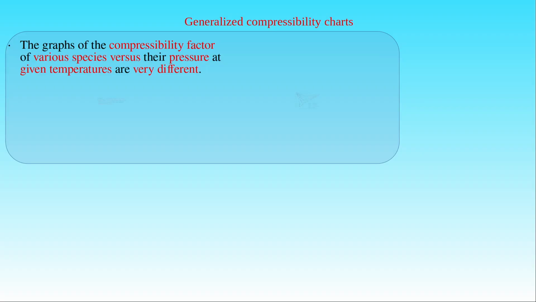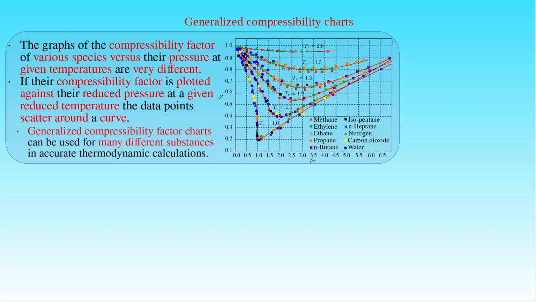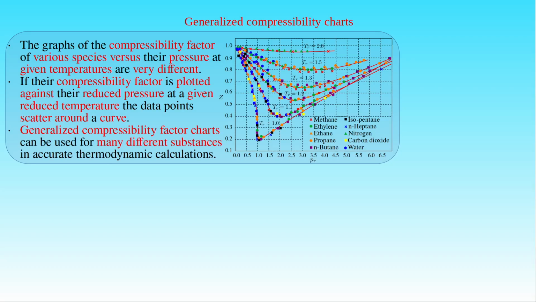However, if the compressibility factor of different substances is plotted against their reduced pressure at a given reduced temperature, then the data points are scattered around the same curve in the Z versus PR diagram, as seen in the figure. The measured values of the compressibility factor versus the reduced pressure are plotted for 8 different substances from methane to water at reduced temperatures between 1 and 2 with intervals of 0.1. The curves at given reduced temperatures shown here are results of the curve fitting with the measured compressibility factor of hydrocarbons. Because of this general feature, generalized compressibility factor charts can be used for many different substances in accurate thermodynamic calculations, which express the compressibility factor as a function of pressure and temperature.